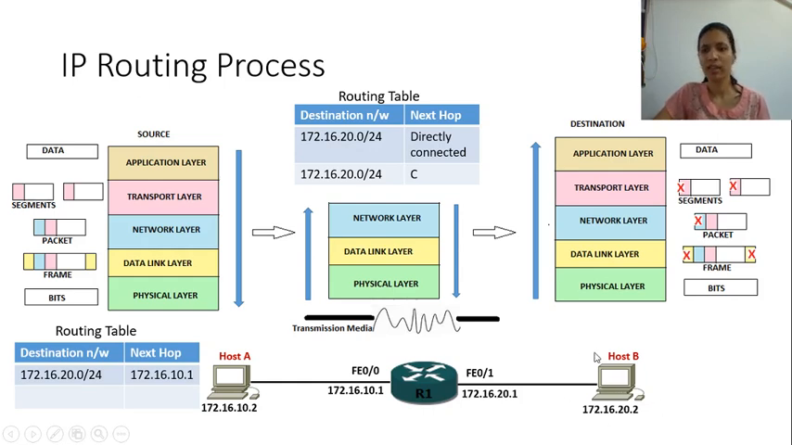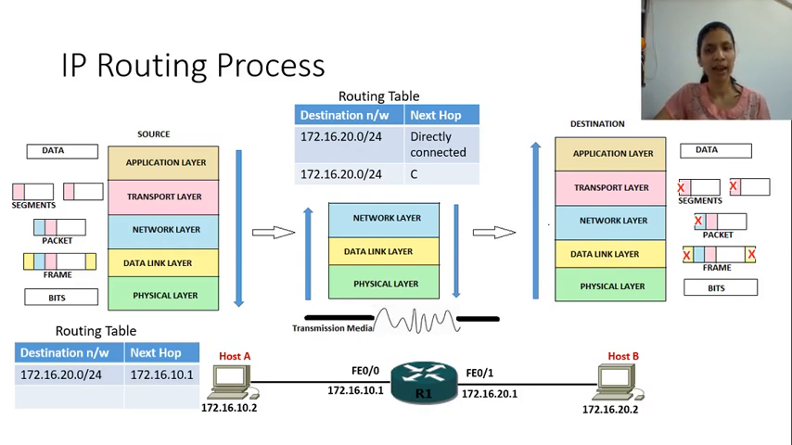So it will understand that this frame is destined to it. The data link layer will strip off the header and trailer and send the packet to the network layer. The network layer will recognize the IP header. It will read out the IP header in which it has got the destination IP, which is the IP of host B itself.